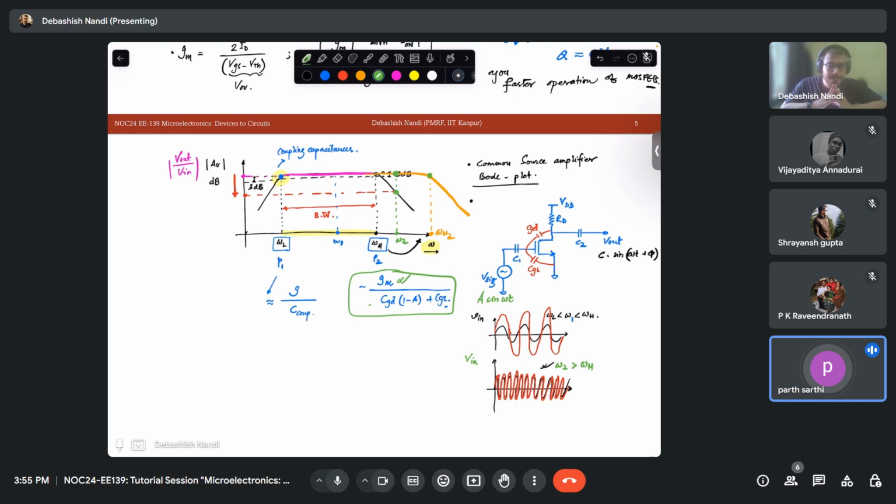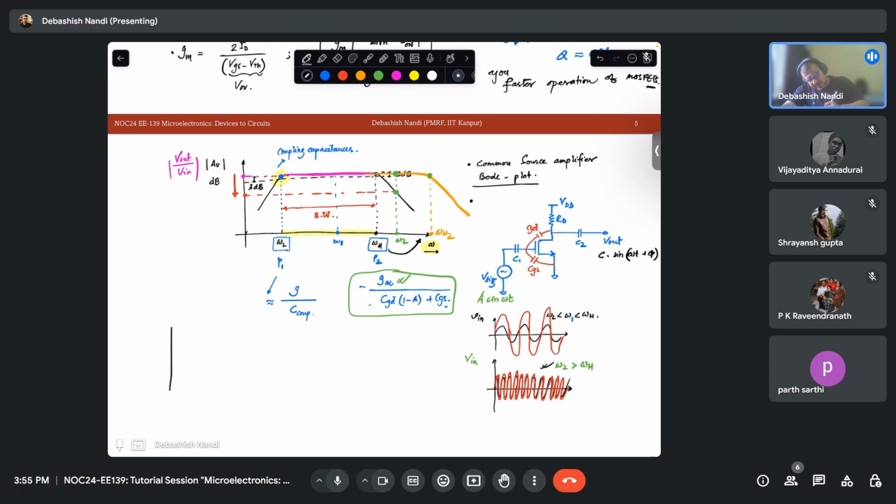Sir, but GM is fixed for a device, na? No, GM is not a device parameter. GM is not obtained from the graph; GM is the slope of the... no, no.